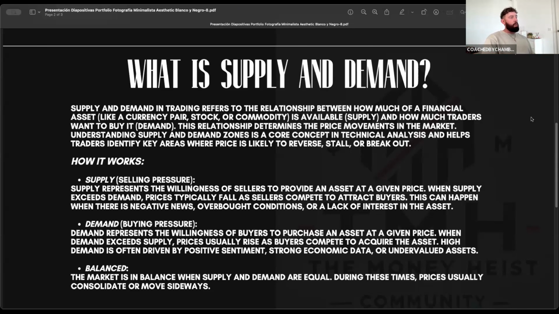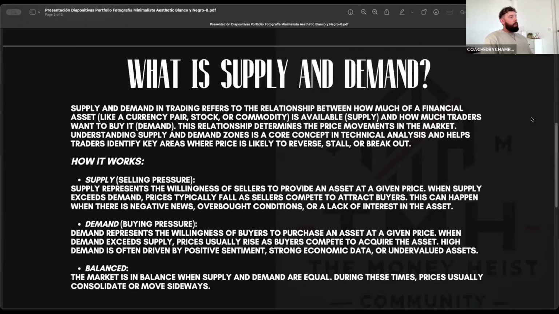So how does it work? Let's break it down so you can understand. Supply, which we refer to as selling pressure, represents the willingness of sellers to provide an asset at a given price. When supply exceeds demand, prices typically fall as sellers compete to attract buyers. This can happen when there is negative news, obviously meaning the economy of that currency pair, overbought conditions, or a lack of interest in the asset.